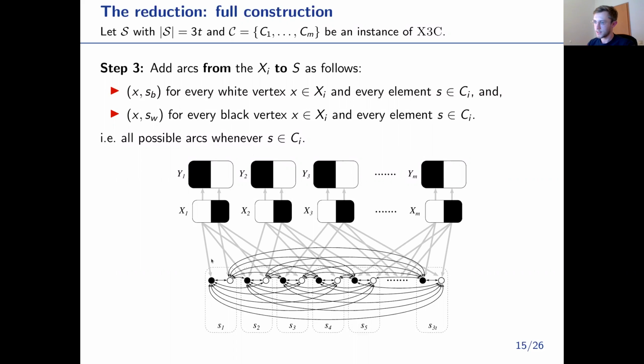Every gadget then has out arcs to exactly 6 vertices, representing 3 elements of S. And in this example here, S1, S2, and S3, so we have arcs to those three, must have been part of the first subset C1. So this is the overall construction that we are going to use, and this now encodes our original instance of exact3 cover.